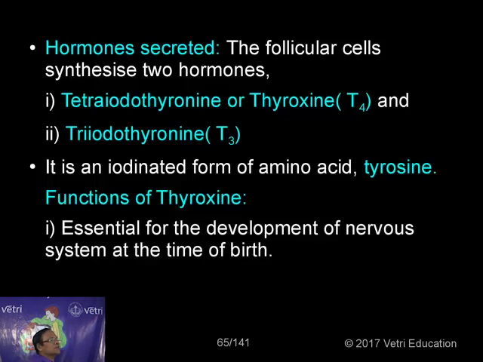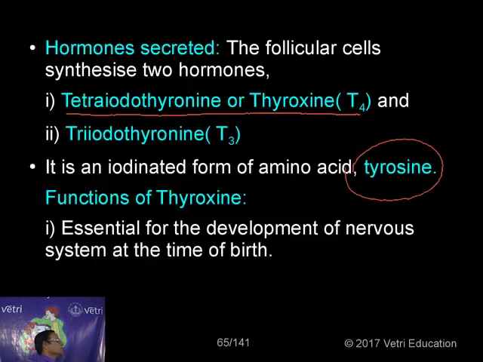The follicular cells, otherwise called acini, secrete tetraiodothyronine, otherwise called thyroxine. This is the functional hormone. The functional thyroxine hormone is called tetraiodothyronine. And we also have triiodothyronine. When compared to triiodothyronine, tetraiodothyronine is considered the thyroxine hormone, having four organic iodides connected to it. The hormone is made up of the amino acid tyrosine. So this hormone is nothing but an iodinated form of the amino acid tyrosine.